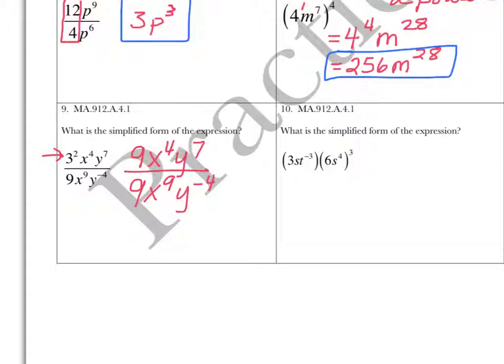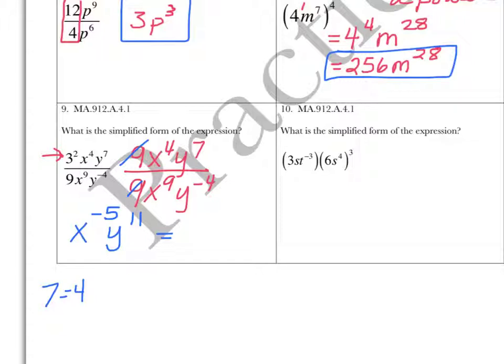So once I have it simplified that way, the 9's are going to cancel, my coefficients cancel, and then it is the subtraction rule. So I get x to the 4 minus 9, that's negative 5, and y to the 7 minus negative 4. So just remember 7 minus negative 4. That's a double negative, so that's going to be y to the positive 11 power. Double negative becomes 7 plus 4, which gives me 11.